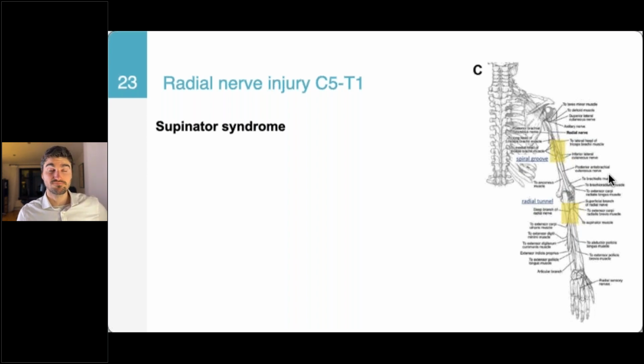So really, radial nerve is really easy. It's going to be supinator syndrome. Think of people doing DIY, or doing this kind of thing, or playing a tennis shot over and over and over, practicing that backhand.